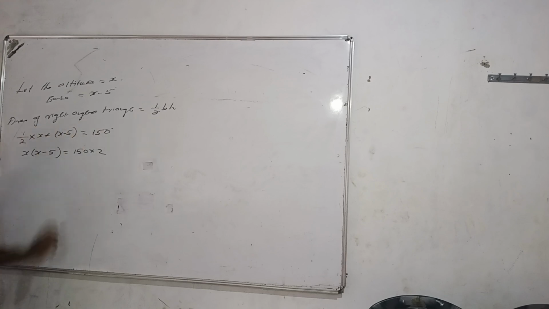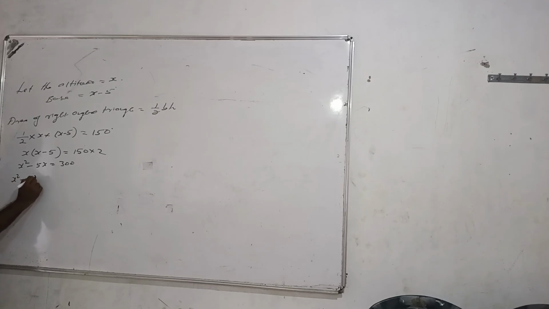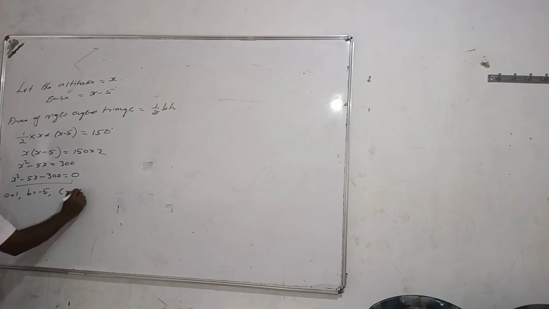Take 2 this side. That is x into x, x square, x into 5, 5x equal to 300. So we can write this as a quadratic equation: x square minus 5x minus 300 is equal to 0. So now you got the quadratic equation. You can simplify it by using the formula: a equal to 1, b equal to minus 5, c equal to minus 300.